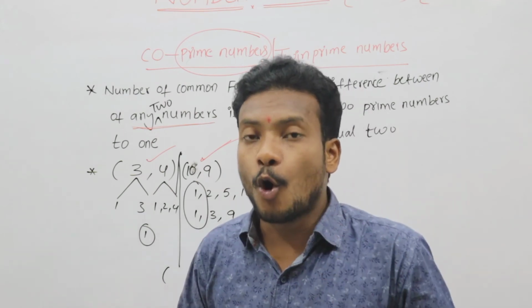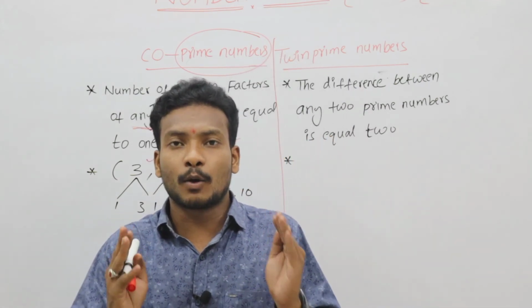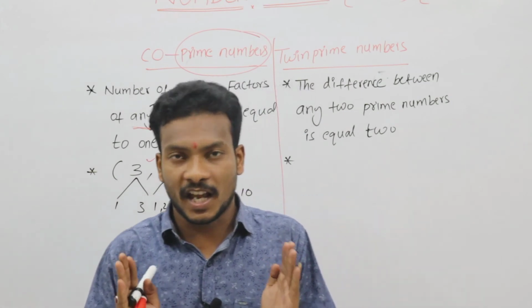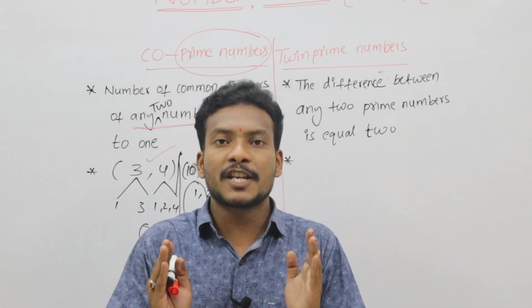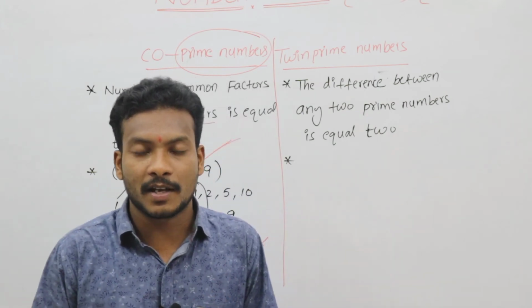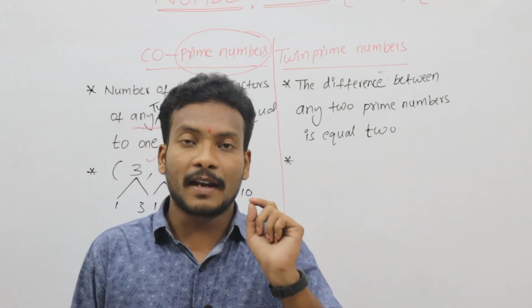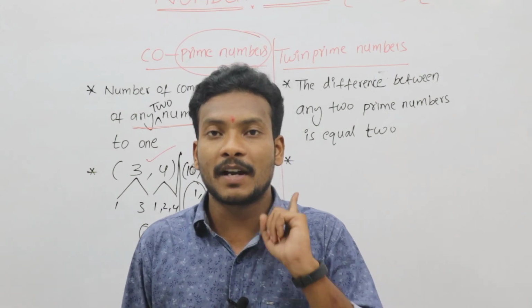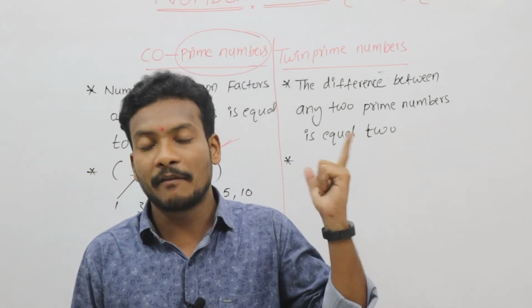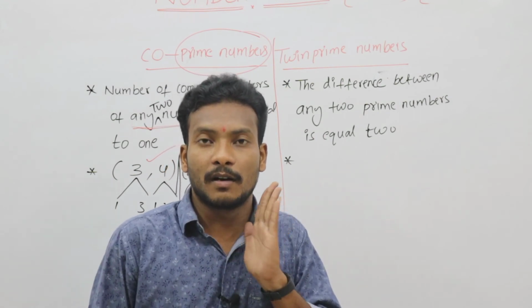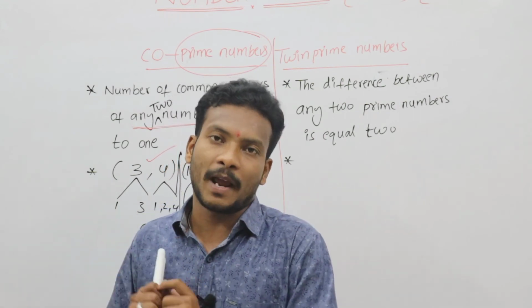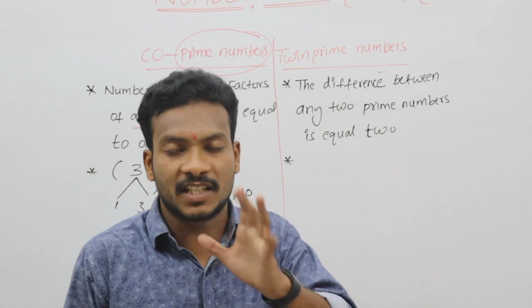Next, co-prime numbers play a major role in the LCM and HCF chapter. When I discuss the LCM and HCF chapter, at that time I will explain again about co-prime numbers. What are the uses? At what time do we have to use co-prime numbers? Mainly it is in the HCF.